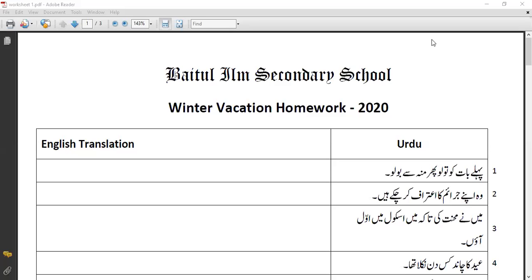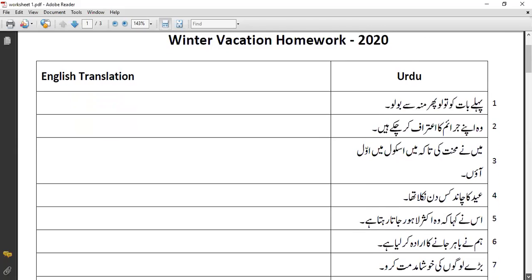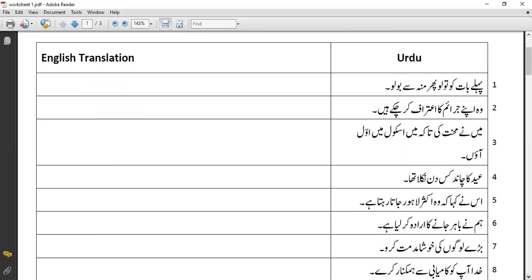Regarding the winter vacation homework that I have shared, please make sure you understand it properly. What is the winter vacation homework that you are supposed to do? This is the worksheet that I'm sharing with you over here. Just go through it, and these are all the sentences that you have to translate into English.